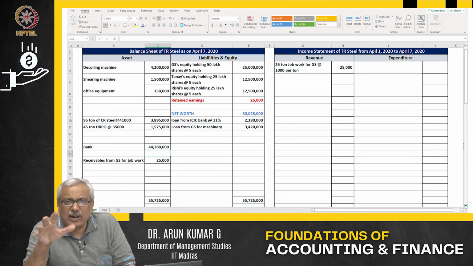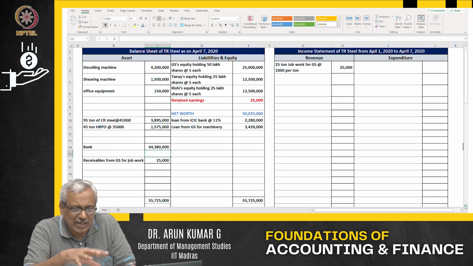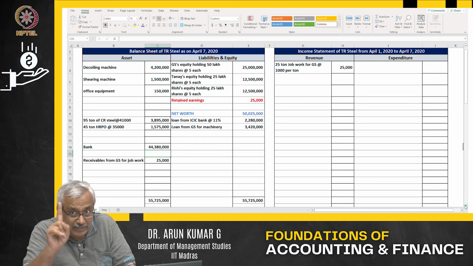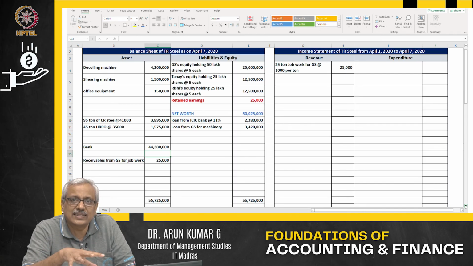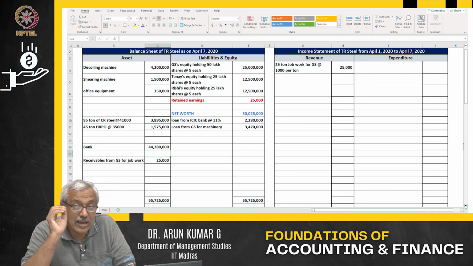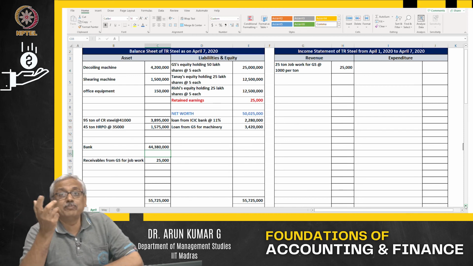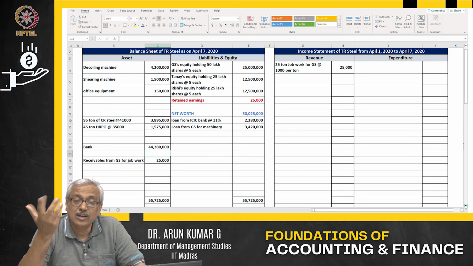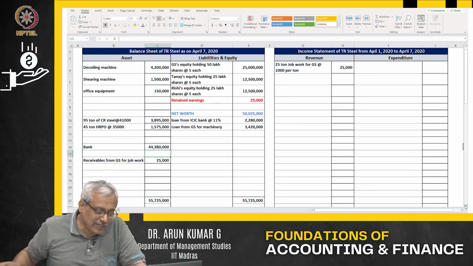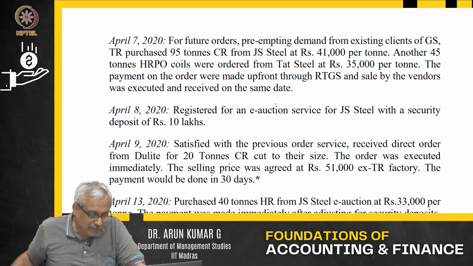So as of 7th of April, your balance sheet will look like this, and your income statement for the time period 1st to 7th will look exactly like this. Now, is there only one transaction every day? No, I have picked up one transaction every day to make it very simple, and the purpose is to help you understand the interactions between P&L and balance sheet. That is the reason how every transaction can impact the P&L or balance sheet. So this is what it is. Now I go back to the statement.